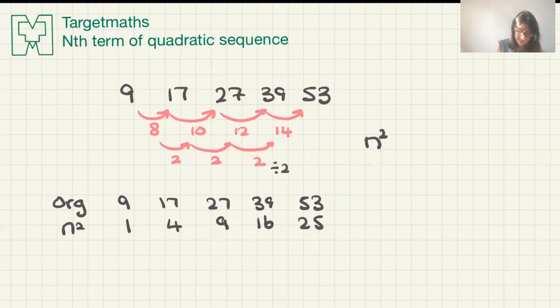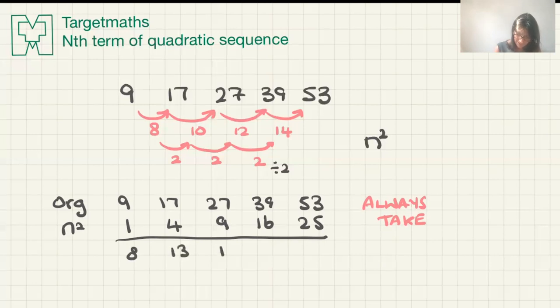So there's more to do. At this stage, I am going to look at the difference between what I've got so far with n squared and what I actually want. Because it's about the difference, I always take. So I'm going to put a takeaway line in there and perform 9 take 1, which is 8. And then we've got 13 and 18. Okay, so what am I looking at?